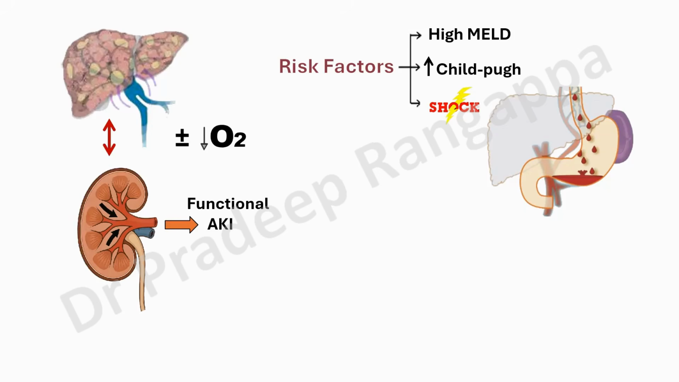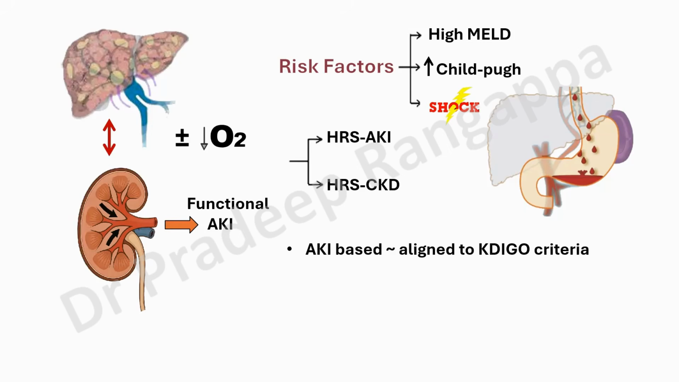Before, we used to call it HRS1 and HRS2. So for all intensive care trainees, be aware of this new nomenclature. Now the classification of HRS is HRS AKI and HRS CKD. Very simple. Before it used to be called HRS 1 and 2, now we call it HRS AKI or HRS CKD. And the current understanding is that the AKI-based criteria that we use to stage AKI, like KDIGO criteria, is applicable to HRS. These are newer developments. So now you can apply this KDIGO criteria as a tool to stratify the severity of acute kidney injury even in HRS.